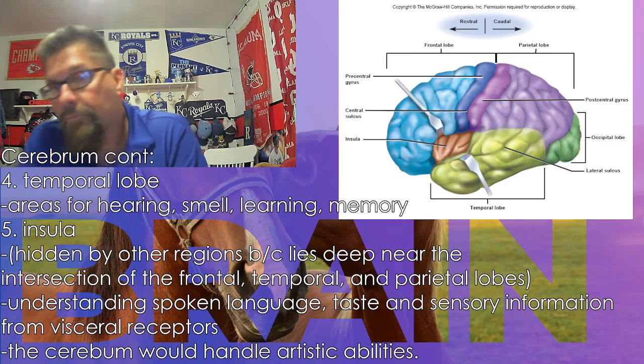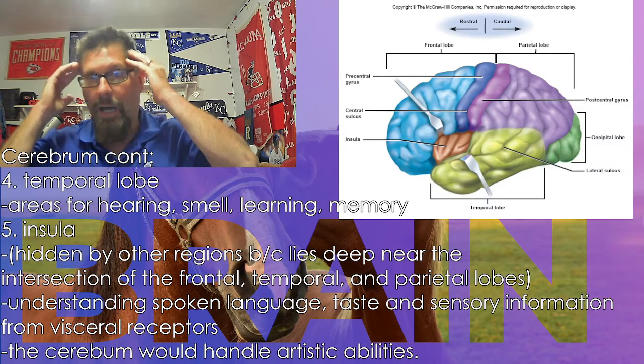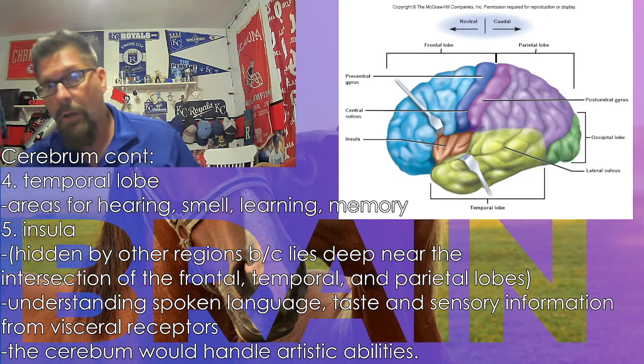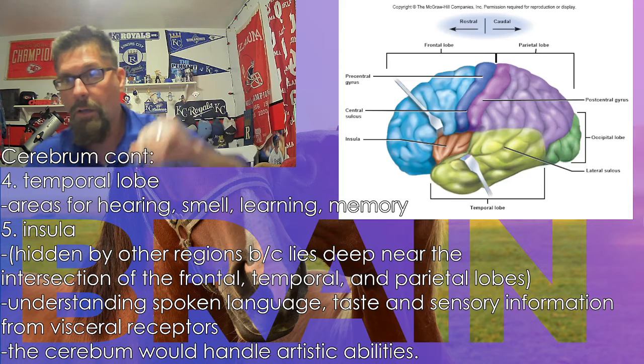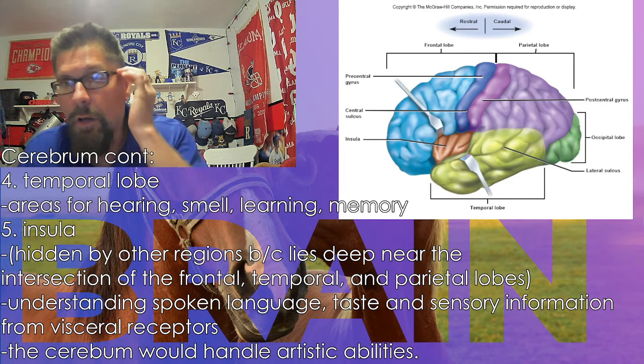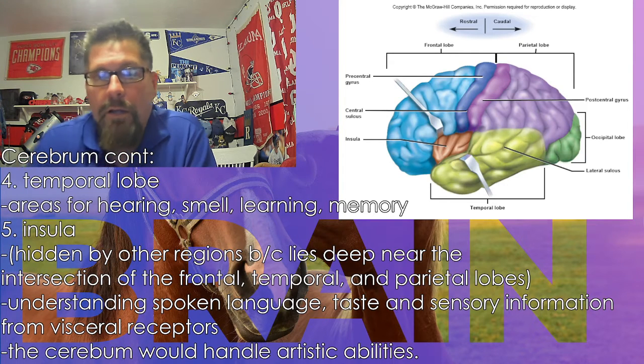All right. And so for the rest, the temporal lobe, these are the ones that are on the side. Obviously, hearing, smelling, learning, and again, memory. And of course, the insula, right below that area, inside. That's the idea. But again, capture those.